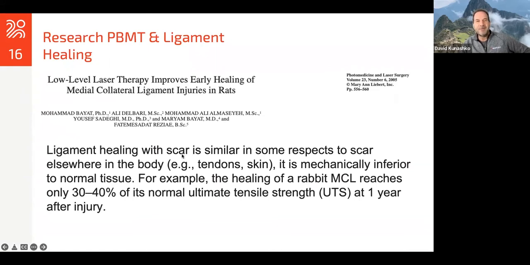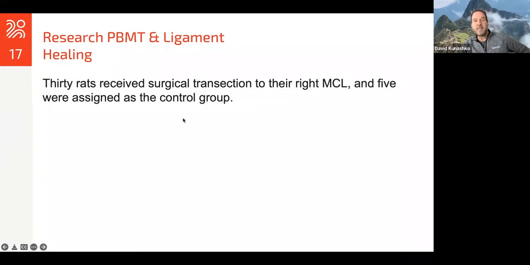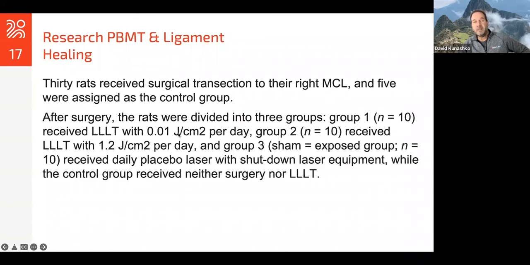This particular research looked at medial collateral ligament (MCL) injuries in rats. So they injured the MCL. They had a way of doing that, and they wanted to compare to see if in fact laser therapy was improving the tensile strength of the ligament upon healing. So 30 rats had surgical transection of the right MCL, and then some were in the control group. Others were in a group treated with two different energy densities, a very low one at 0.01 and a much higher one at 1.2 joules.